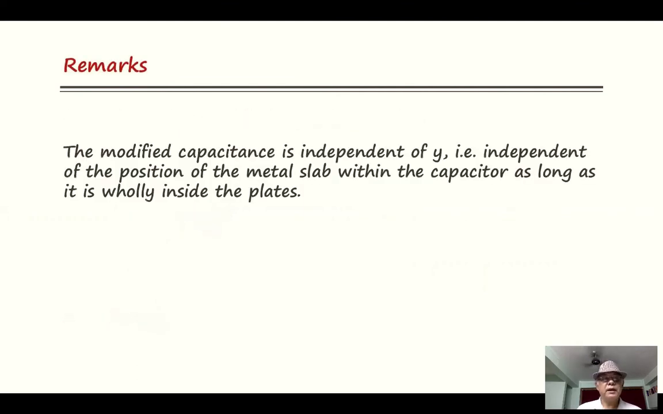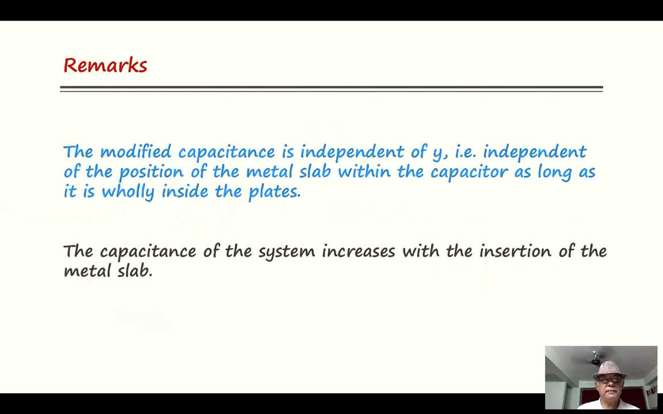Remarks. The modified capacitance is independent of Y, that is, independent of the position of the metal slab within the capacitor as long as it is wholly inside the plates. The capacitance of the system increases with the insertion of the metal slab.